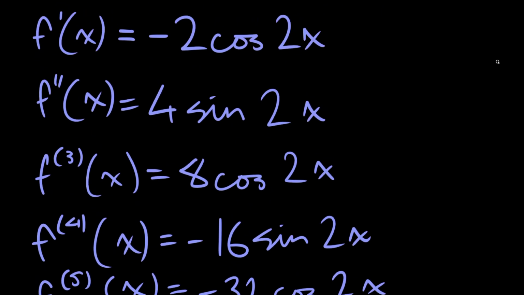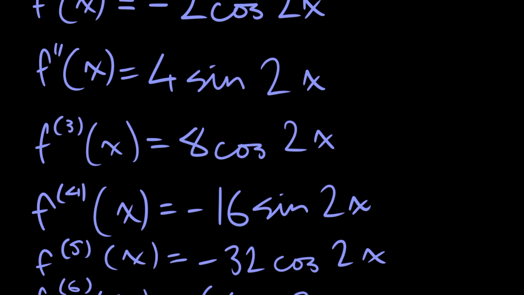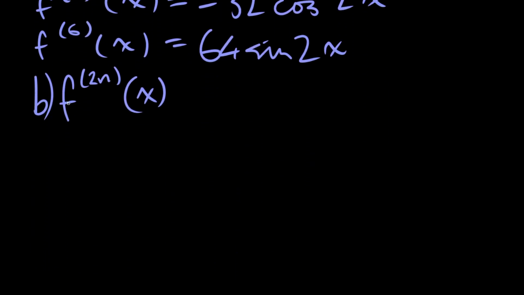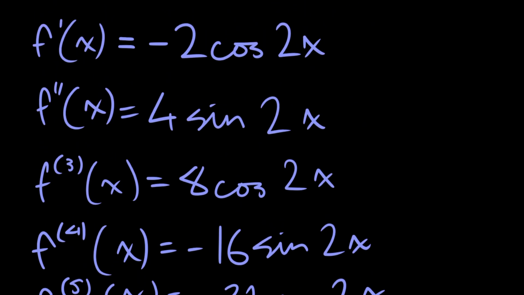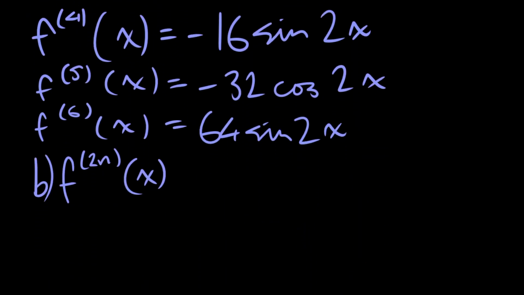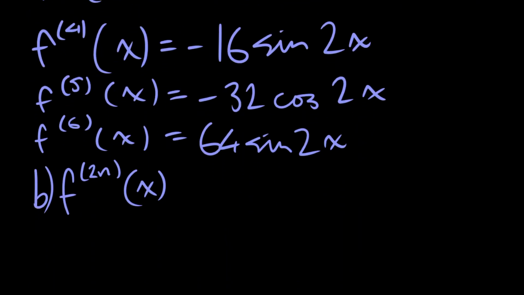So there appears to be gaps of 2 where it's positive, then gaps of 2 where it's negative, and it repeats. And this is a power of 2, which is really important because the next question asks you to find a general form for the 2nth derivative of f of x. So you can interpret the coefficient at the front as a power of 2.